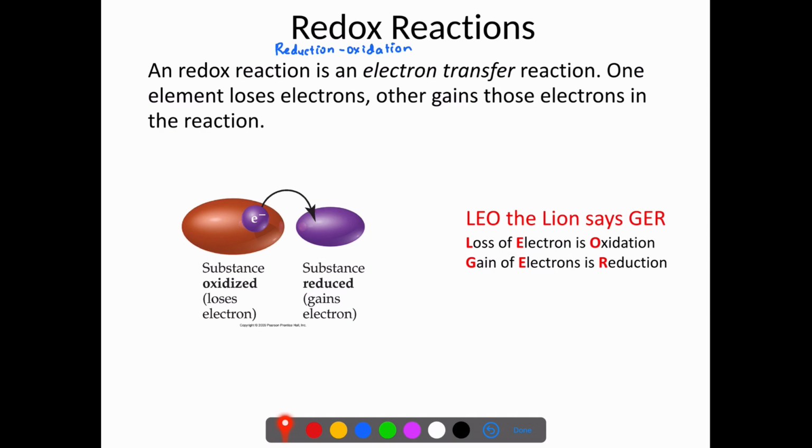Now you may be wondering, why is gain called reduction? Doesn't reduction always mean losing? How come reduction is gaining of electrons? So here's the reason: when we say an element is reduced, its charge is reduced. And how does charge get reduced? How does an element's charge go down?